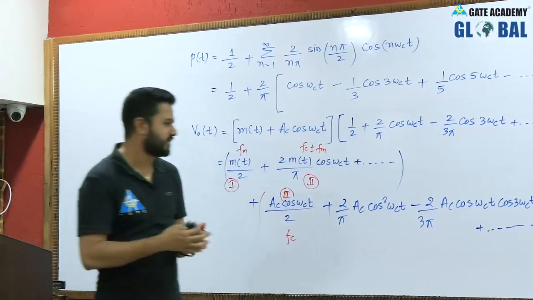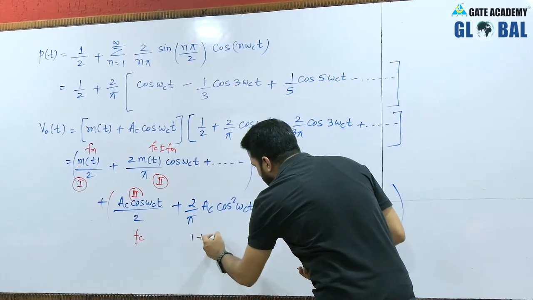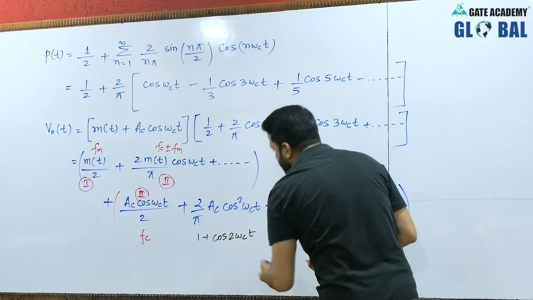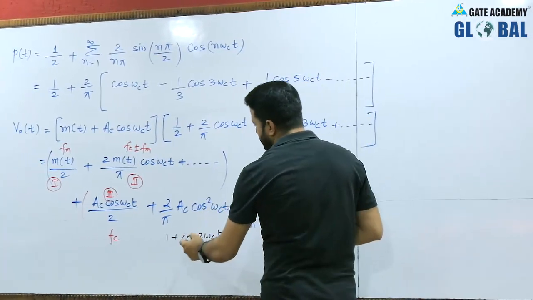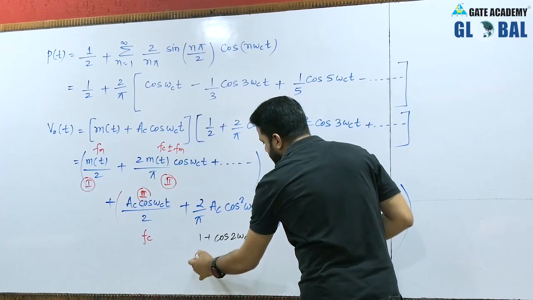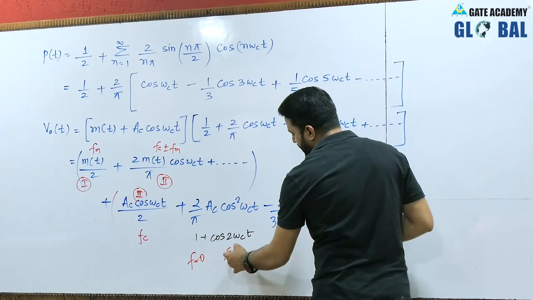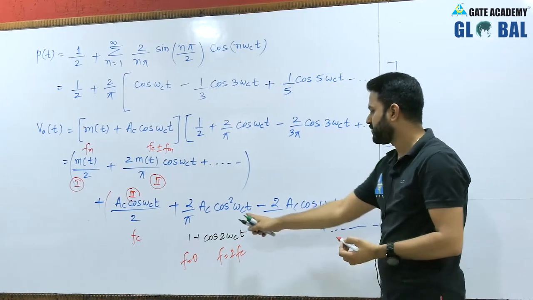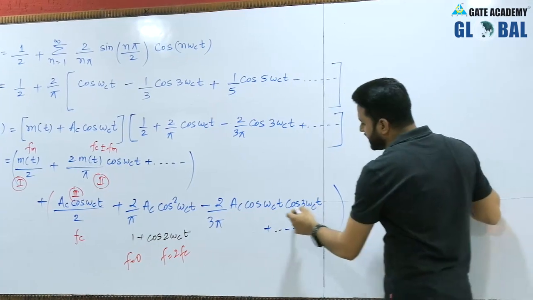So we get two components. This cos square omega c t can be written as 1 plus cos 2 omega c t divided by 2. So it means that we get two frequencies: the first one is f equal to 0, that is this constant signal, and the other is f equal to 2 fc. So we get two components from this particular term cos square omega c t.